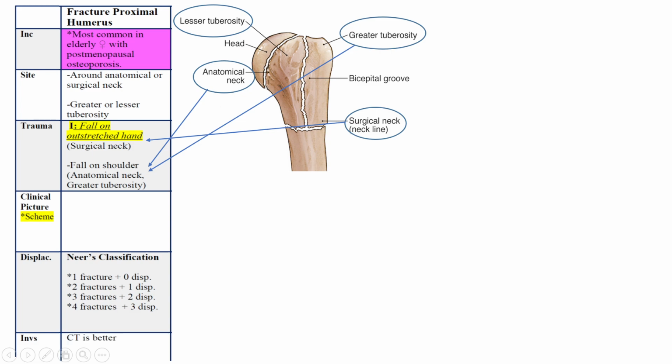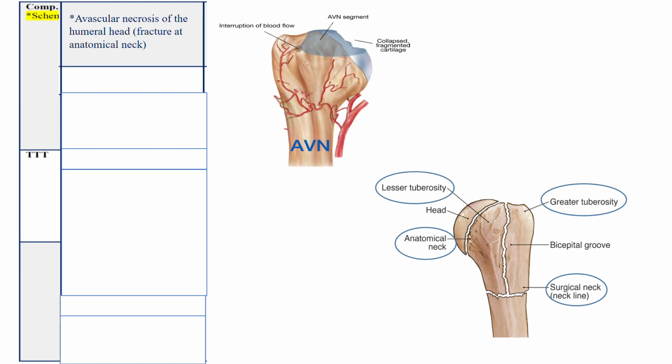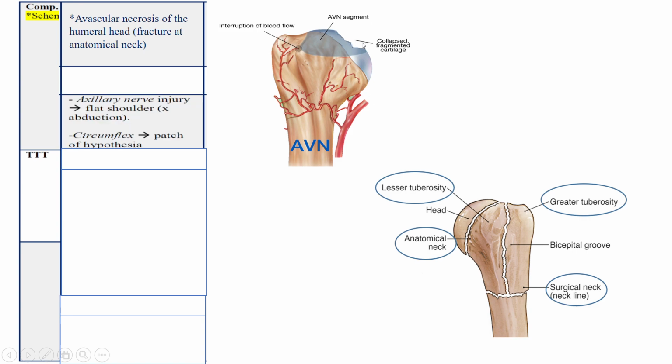We will usually do X-ray, but the CT is usually better. And for the complications, there will be avascular necrosis of the humeral head if the fracture occurs at the anatomical neck. As you can see here, avascular necrosis occurs when there is interruption of the blood flow. This results in a vascularly necrosed segment and later on results in collapsed and fragmented cartilage.